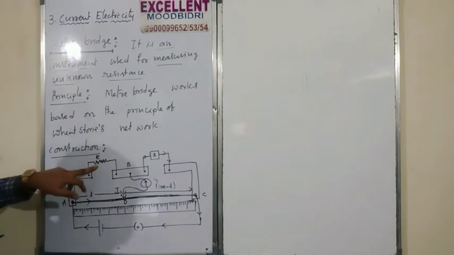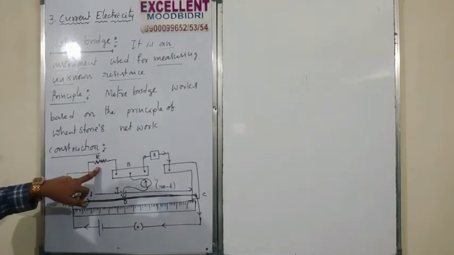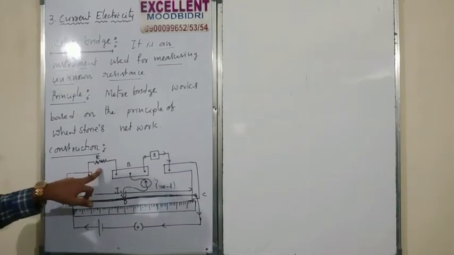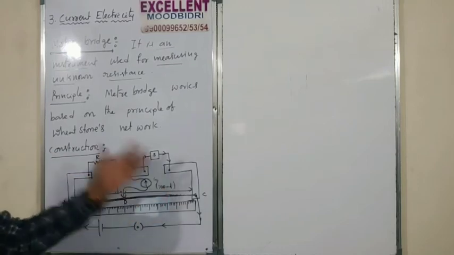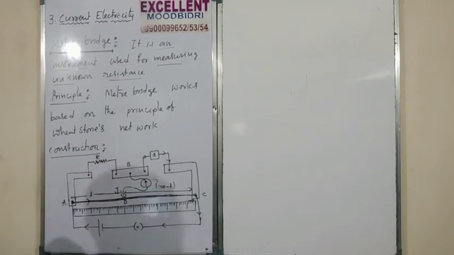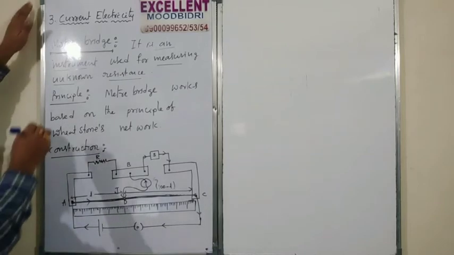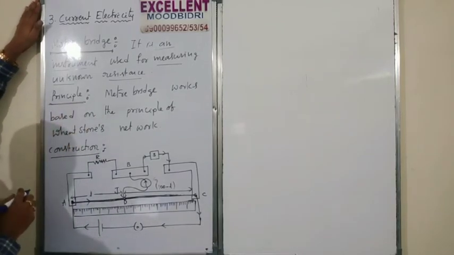Okay, this resistance value we want to find. For that purpose we want to follow the meter bridge concept only. Right, meter bridge concept. So next, the principle. What is the principle of the meter bridge?